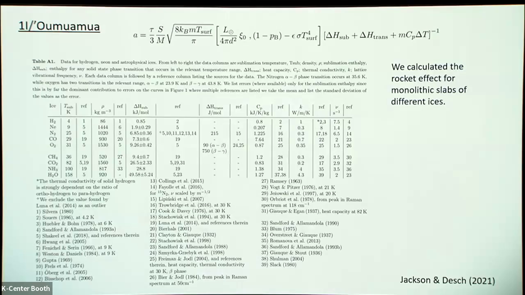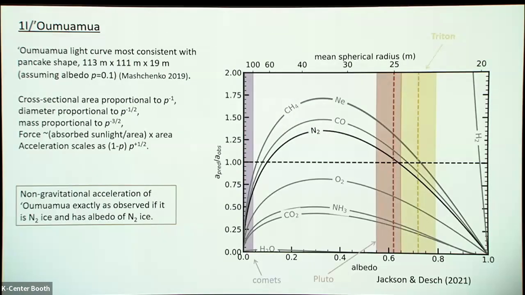And from this, we could make a plot of the acceleration we would predict relative to that observed. So this is assuming it's a 1/r² effect, and just comparing the predicted acceleration to the observed one as a function of the albedo of the object and the type of ice that it is. Assuming the albedo is unknown, what ice could it be? And albedo is really important. Everybody who looked at Oumuamua assumed it had an albedo of 0.04, like asteroids. And if it's that dark, it must have been very big. And if it's that big, it's really hard to move.